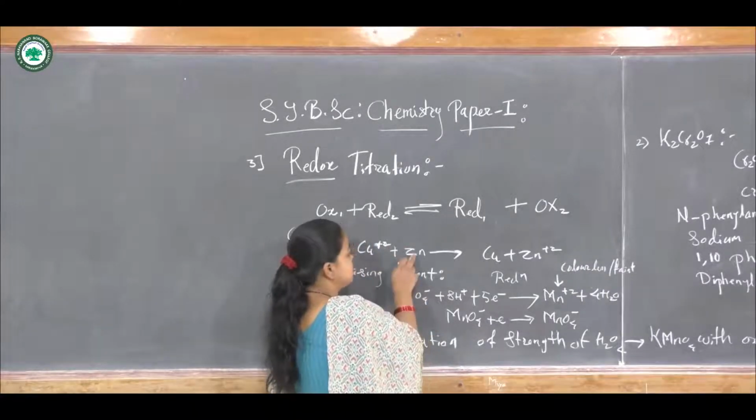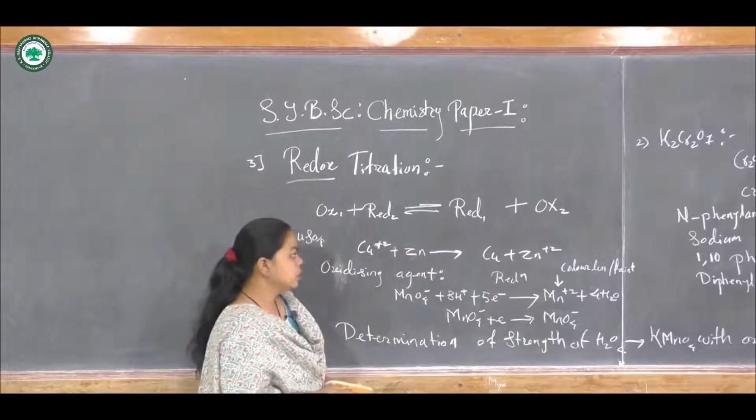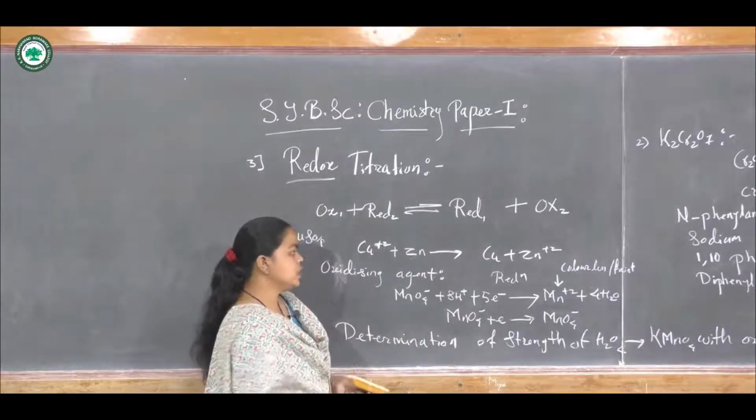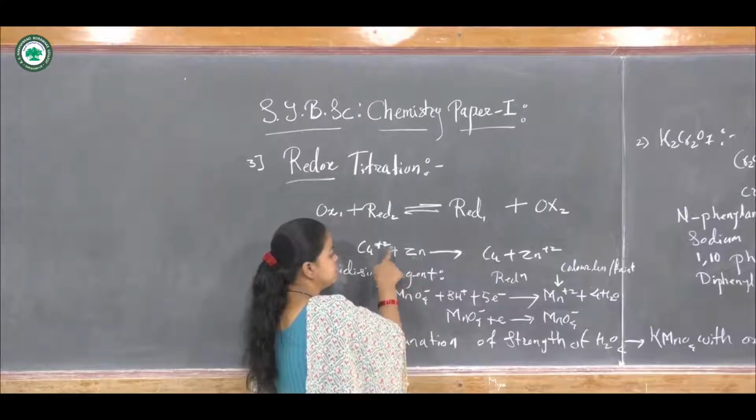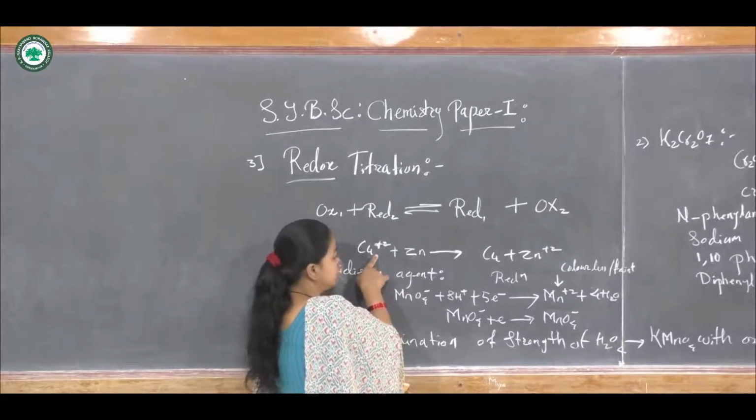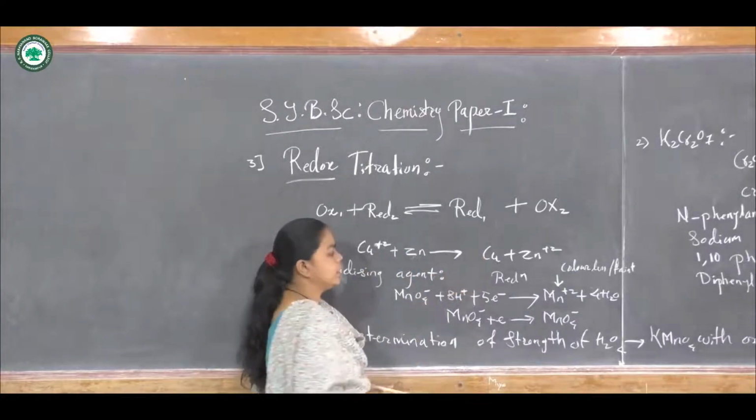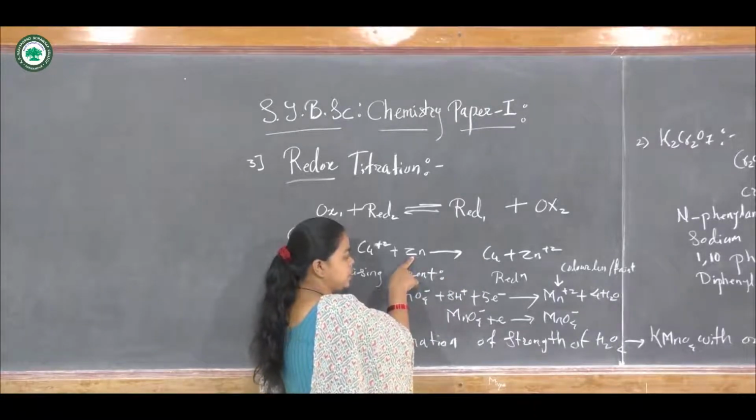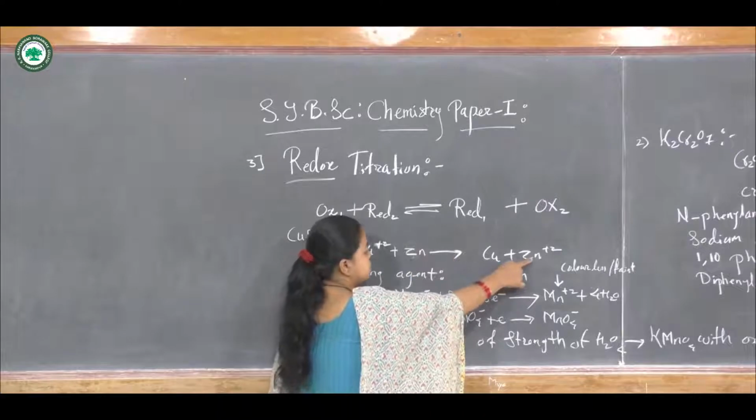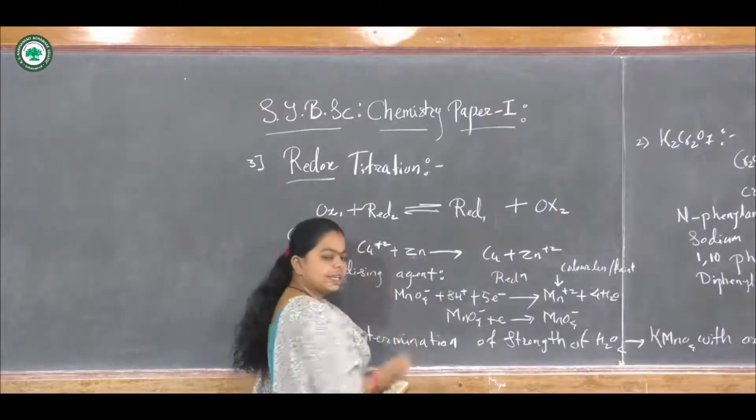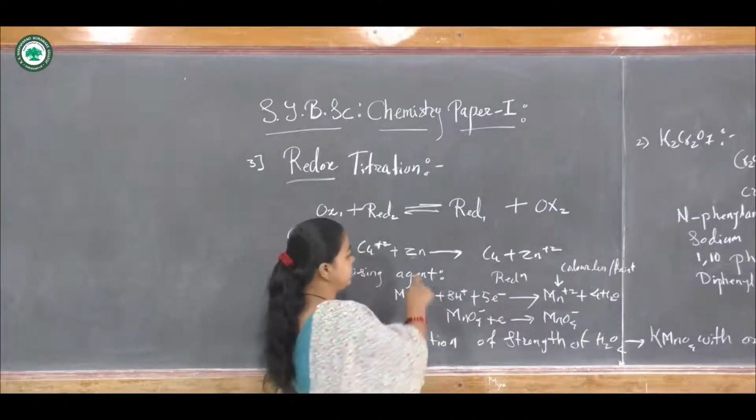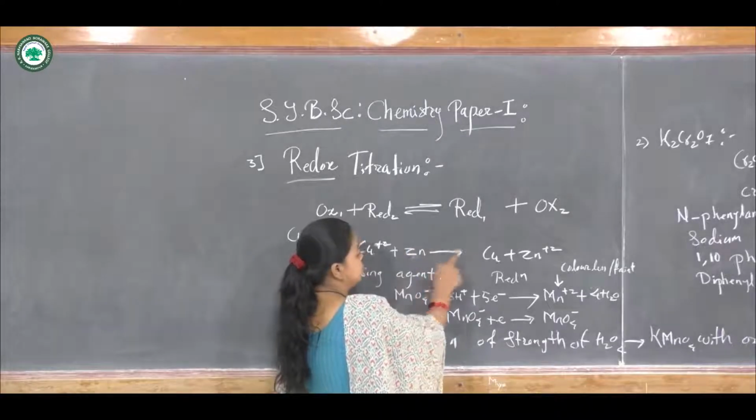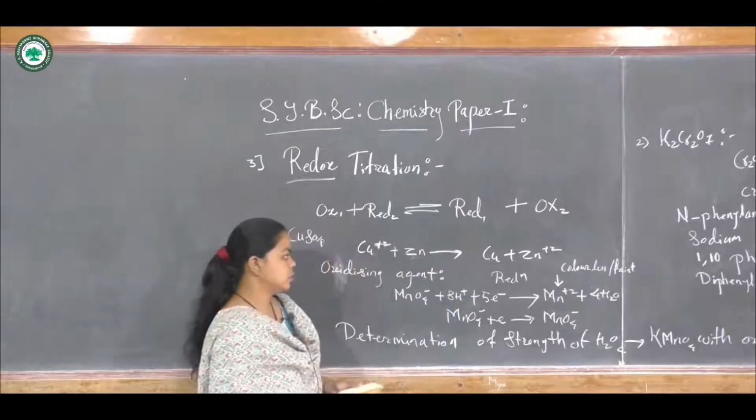So in this case, zinc gives electrons to copper, and copper gets reduced. There is loss of electrons from the zinc, so zinc gets oxidized, and copper gains, or accepts, the electrons from the zinc, so it gets reduced here.